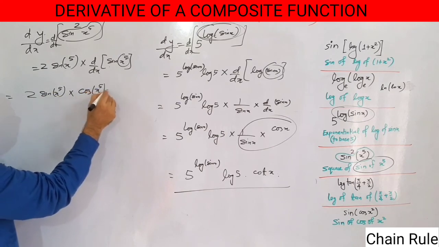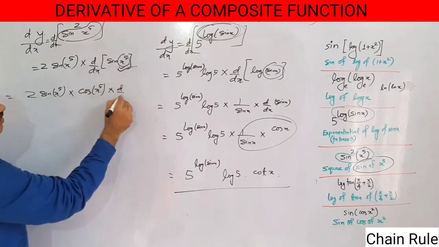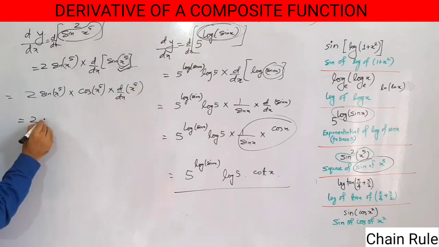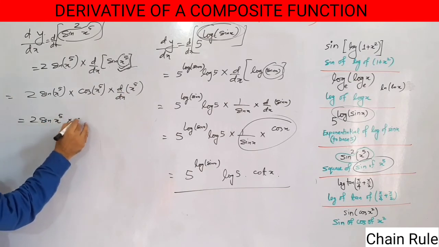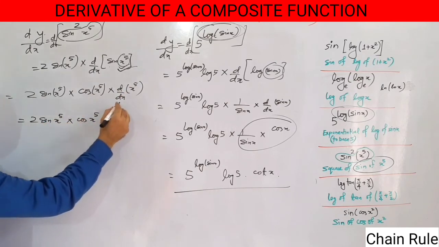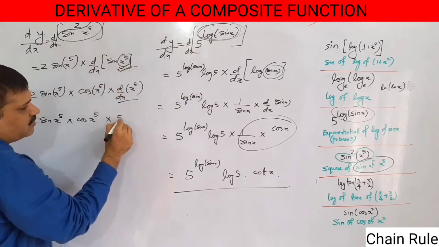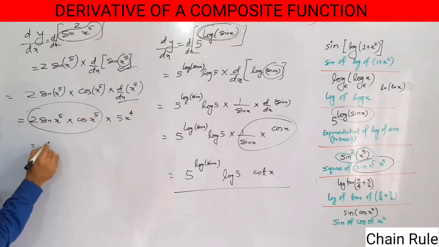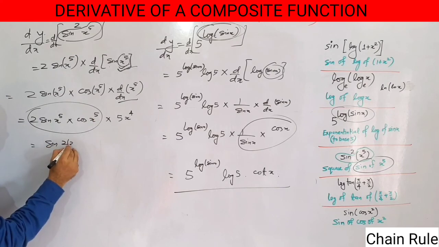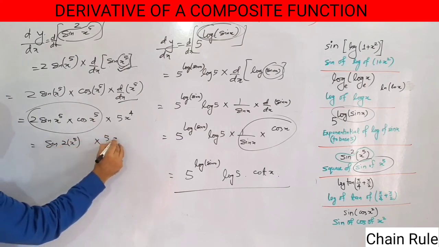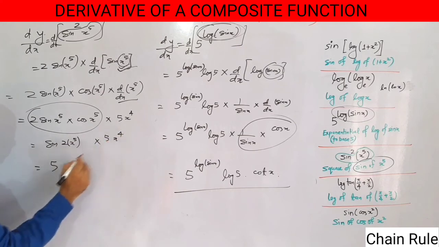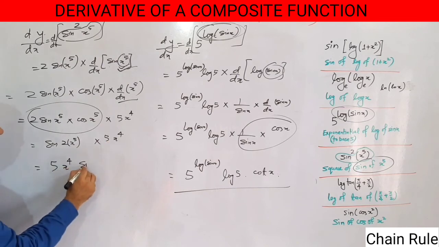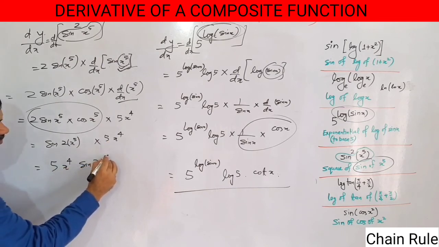Cos of x raised to 5, and treating x raised to 5 as u, we take its derivative with respect to x. 2 times sine x raised to 5 into cos of x raised to 5 into the power rule, n times x raised to n minus 1. 2 sine theta cos theta is sine 2 theta. So sine of 2 times x raised to 5 into 5 times. So this is finally 5 times x raised to 4 multiplied by sine of 2x raised to 5.